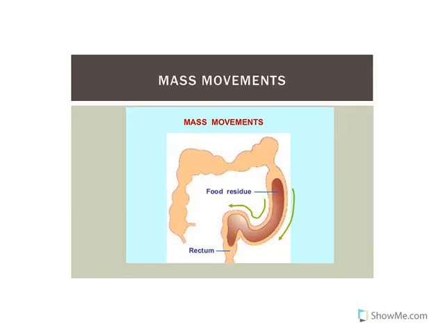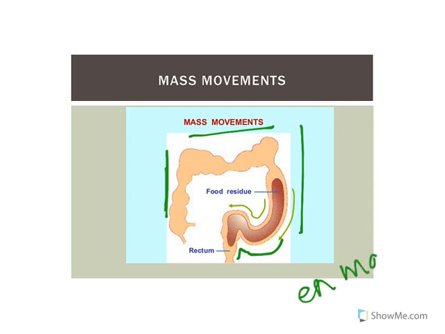Another type of movement that we have are mass movements. Now, mass movements only occur in the large intestine, otherwise referred to as the colon. So what you're seeing here is the large intestine. So this is the ascending colon, transverse colon, descending colon, sigmoid colon, and then the rectum. Now, mass movements, just like it sounds, is you have a whole bunch of portions of the colon contract as a unit, and it moves the fecal contents, we say en masse, as one.